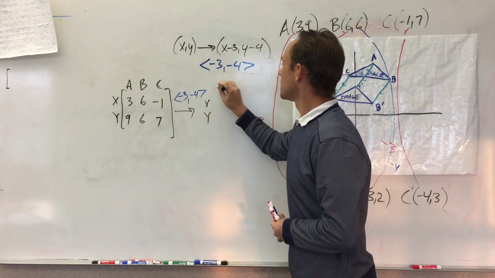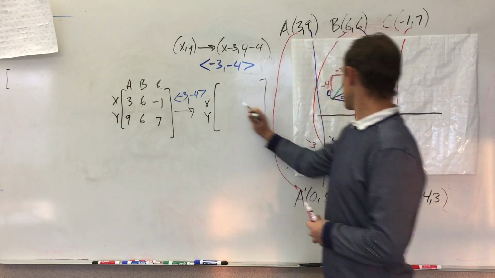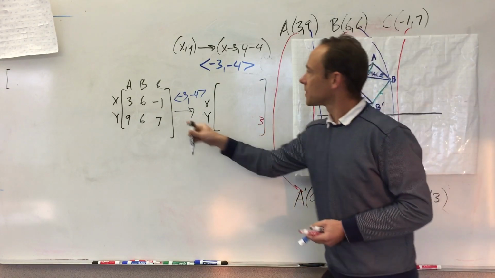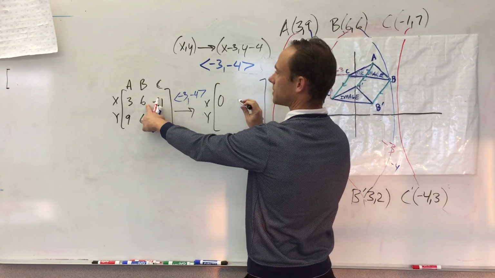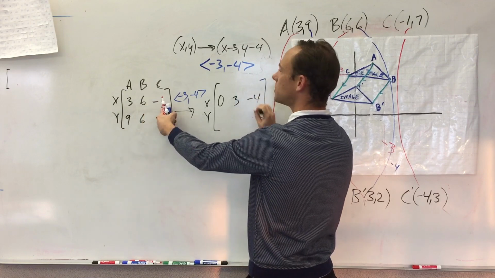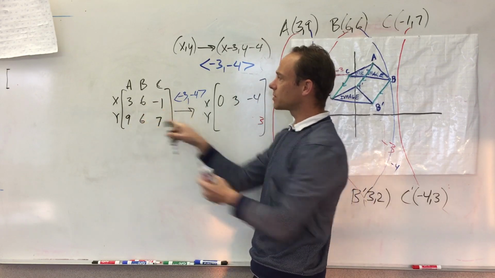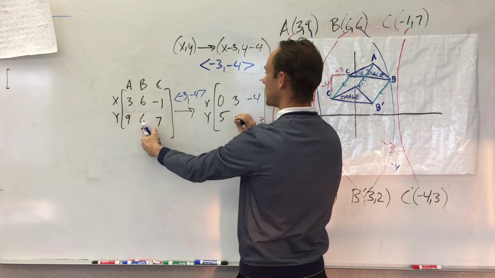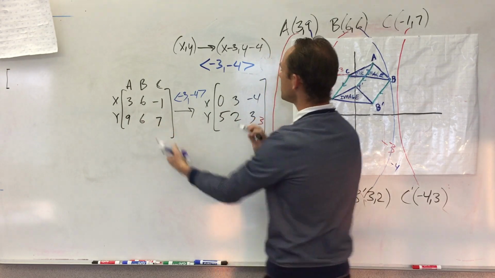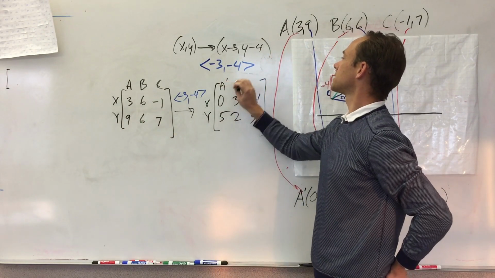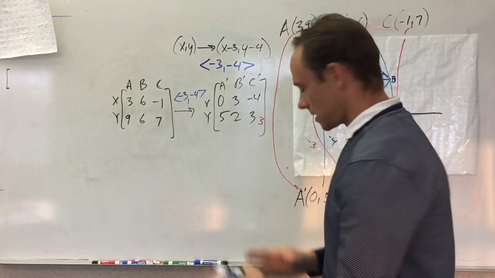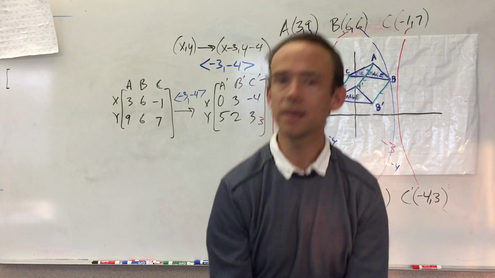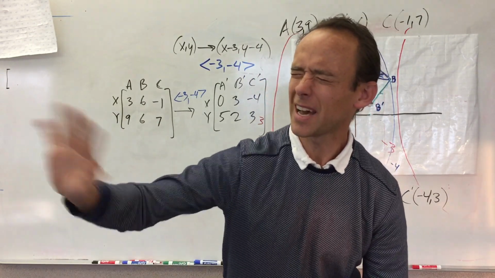Let's see what I got. I mean, I should get this, but we'll see. Down by 3, so 3 minus 3, that's 0. 3, negative 4. My y's all go down by 4, so that's 5, 2, and 3. So this will be my new points. And there it is.